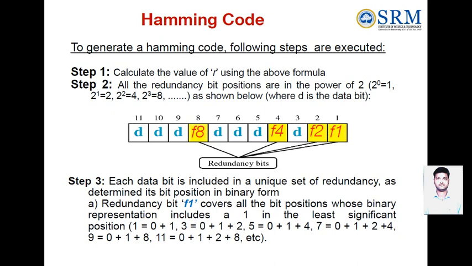Using the above formula, we will first determine how many redundancy bits could be used for a certain size of data. Suppose the size of the data unit is 7, n equals 7. So r will be 4. We have shown here 1, 2, 3, 4, 5, 6, 7, so 7 data bits. D is the data bit. This F1 to F8 is the redundancy bit.